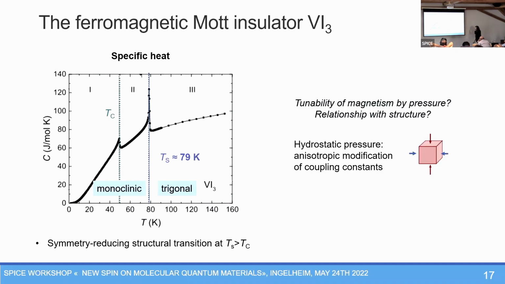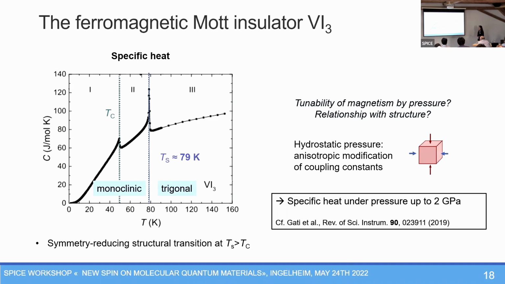Okay, so what we then were interested in is using hydrostatic pressure, because of the predicted high strain tunability, to see how much we can tune the magnetism in this compound, but then also to study how the magnetic transition and the structural transition actually interplay. So how important is the structural transition for establishing the ferromagnetic state? Now, obviously, in this case, it's a van der Waals material, so if we apply hydrostatic pressure, we expect a very anisotropic modification of the coupling constants. But nonetheless, it will tell us something about the tunability of the magnetism.